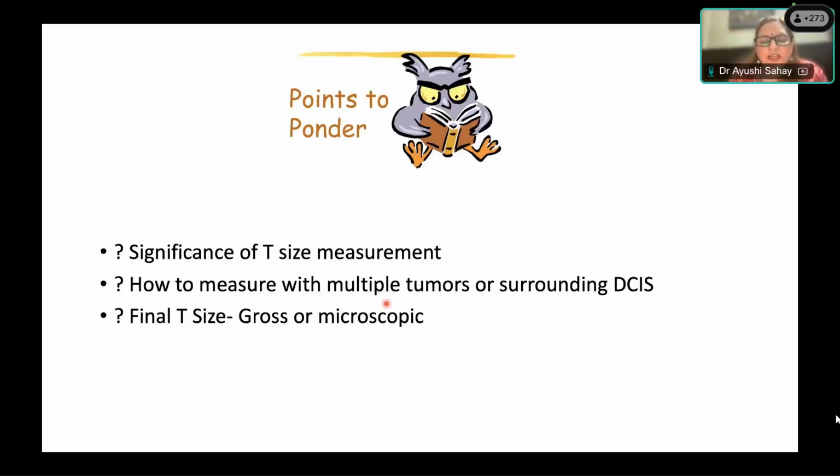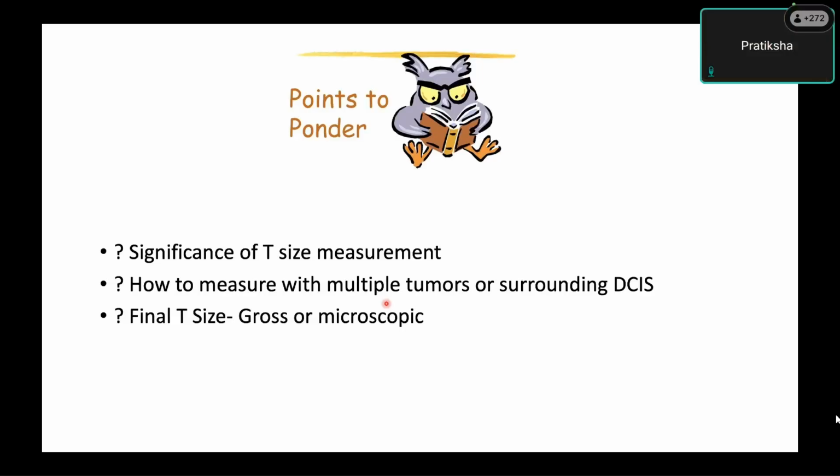Now, how do you measure the T size when you are seeing multiple tumors or you are seeing surrounding DCIS? As I showed, you can have palpable DCIS, comedo type. How do you measure the invasive tumor? Can you tell me? Kasturi, can anybody tell how to measure when there are multiple tumors? Which tumor do you measure the size of?